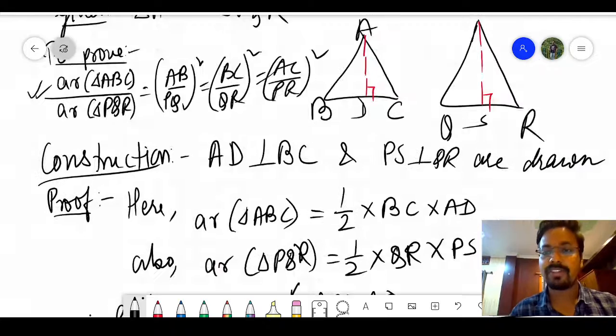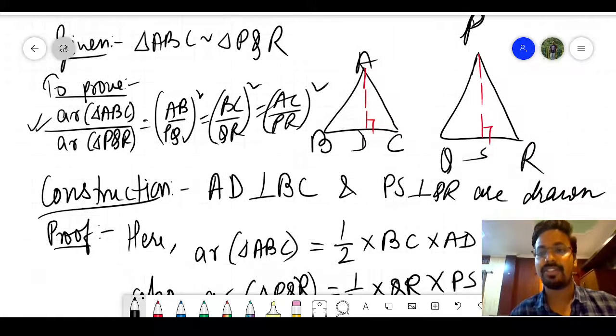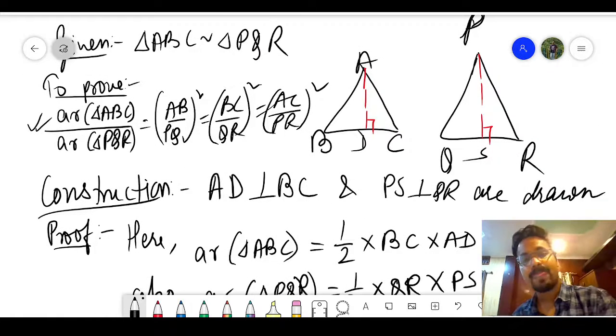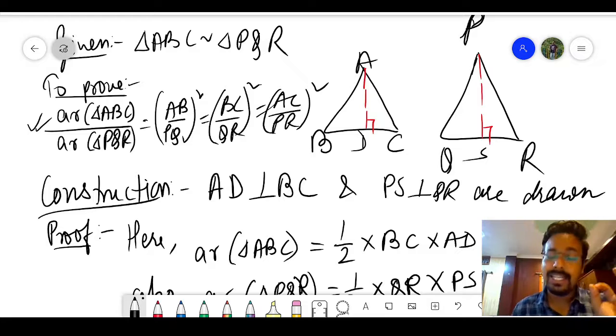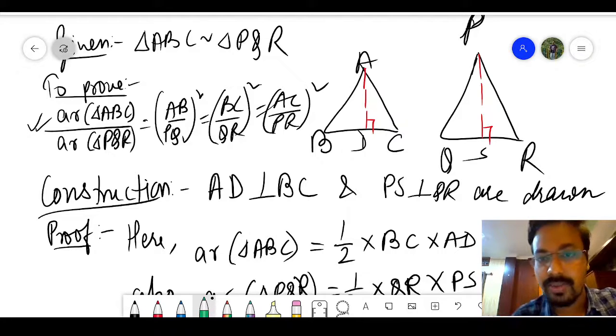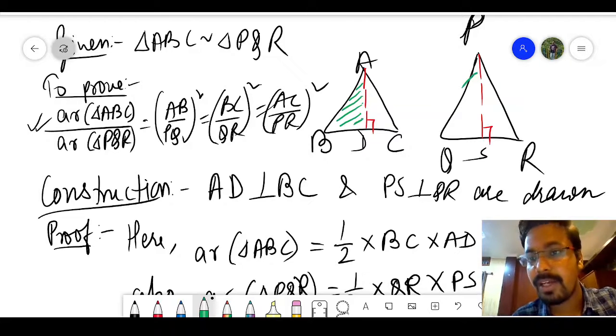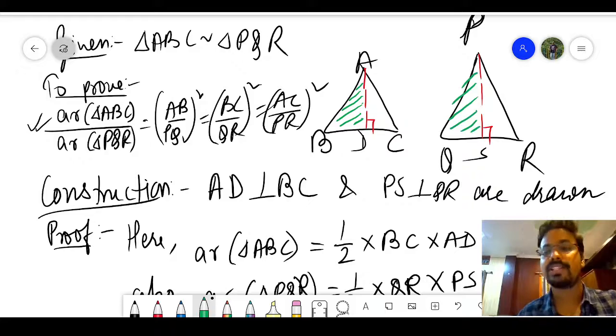Now we have found the areas of these two triangles and their ratio. Let's move on to the next part. What we will do now is choose two triangles, this one, ABD, and from here PQS, and we will try to show that these two are also similar. How do we do this? Now look carefully.